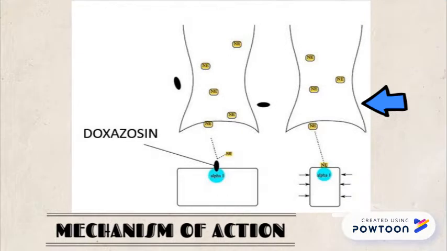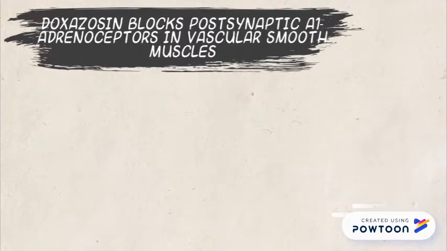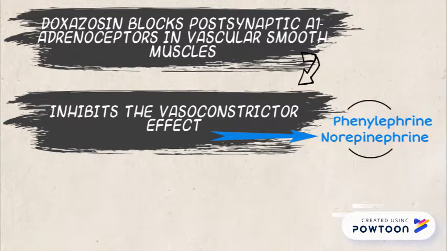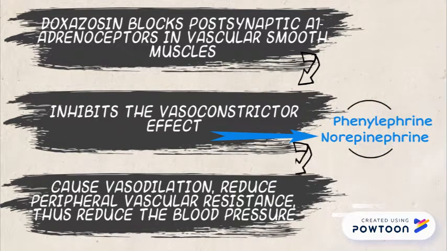The norepinephrine will bind to the alpha-1 receptor. However, when doxazosin is present, it will block the alpha-1 receptor, preventing norepinephrine from binding to it. It will bind to the alpha-1 receptor, then this will inhibit the pressor effect and sympathetic effect of phenylephrine and norepinephrine, then this will cause vasodilation, reduce peripheral vascular resistance and reduce blood pressure.